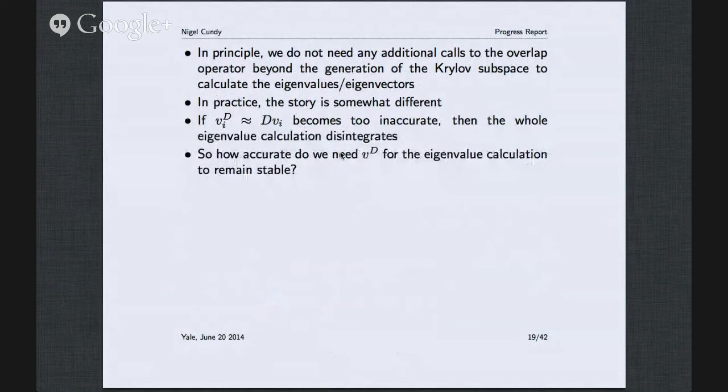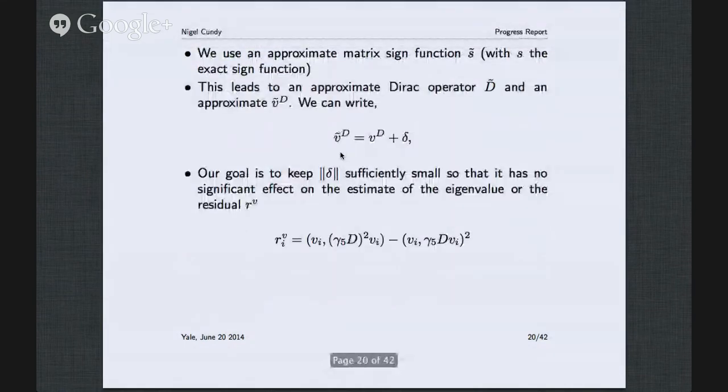So the question is, how accurate do we need this for the eigenvalue calculation to remain stable? We're using an approximate matrix sign function. I'll call that S tilde, with S being the exact sign function, an approximate Dirac operator D tilde, and approximate VD, which is V tilde. And we can write that V tilde will be V plus some error. And our goal is to keep this error sufficiently small that it doesn't affect our final result.